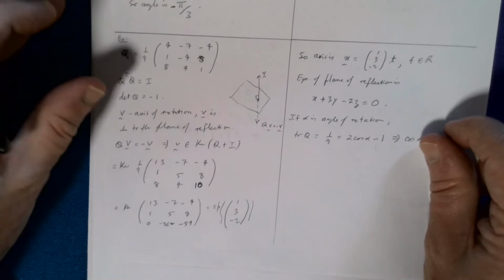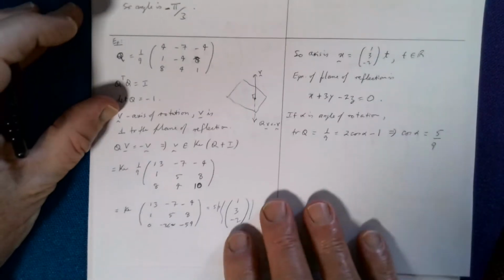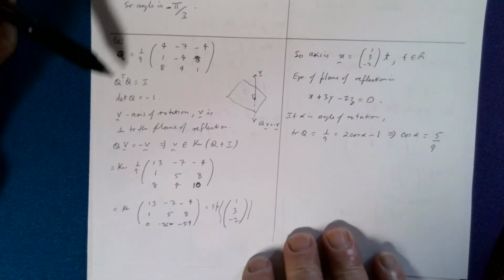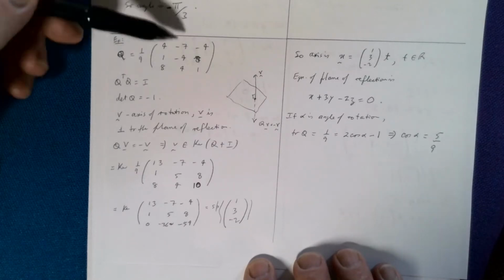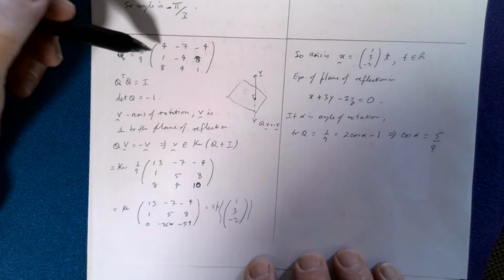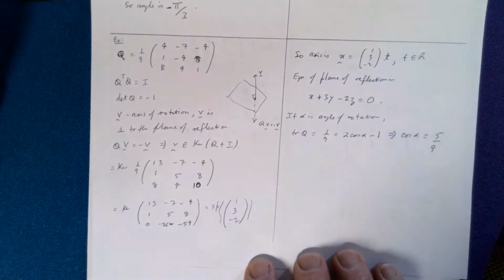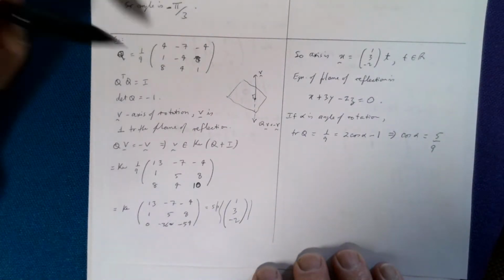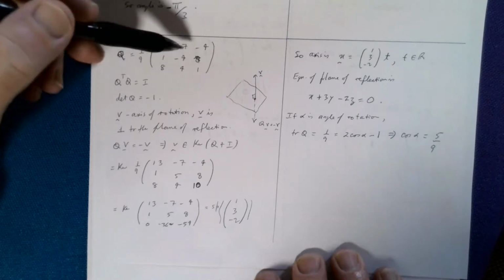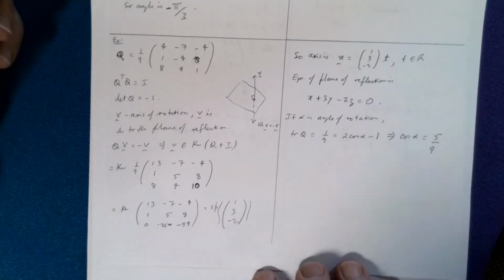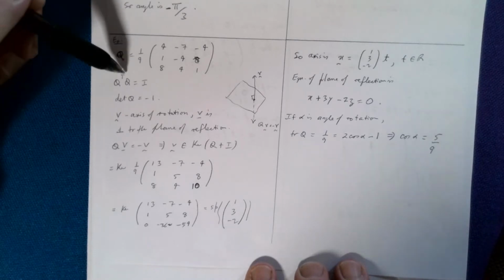Here's our matrix Q. Firstly, I leave you to check that Q transpose Q is the identity, which you can check by observing that the dot product of any pair of these is 0, and each one has length 1. So these are all unit vectors and they're all mutually perpendicular. That's the same as saying Q transpose Q is I.